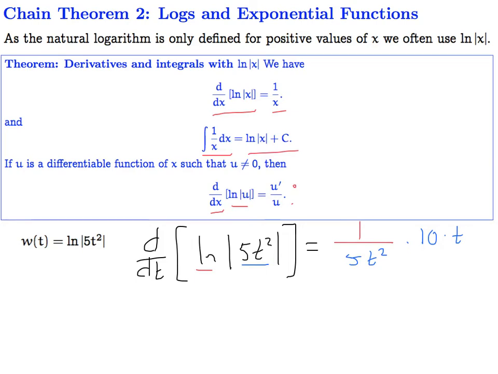So overall here, what do we end up with? Let's see. It's 10t over 5t squared, and after some canceling, we just end up with 2 over t. And that's it. That's all there is to taking the derivatives. It's just remembering to use the chain rule carefully each time.